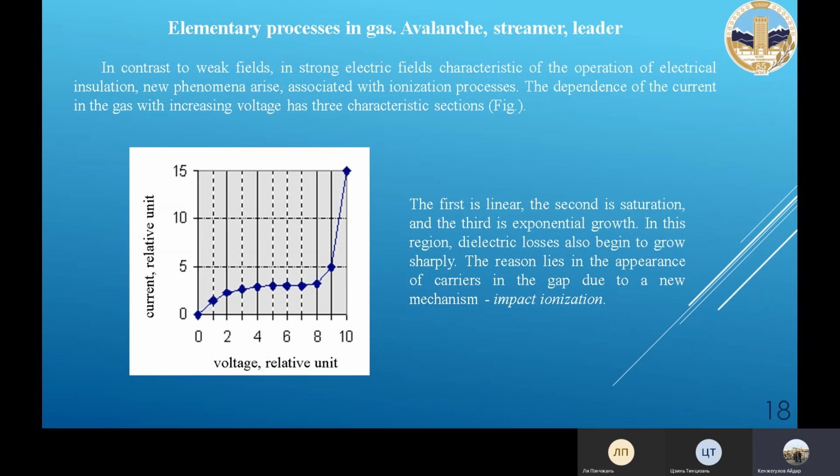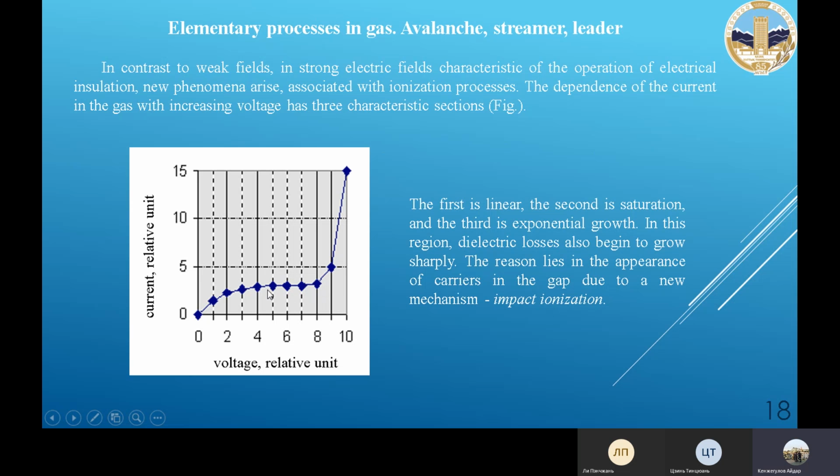So, elementary processes in gas: the avalanche, streamer, and leader. In contrast to weak fields, strong electric fields are characteristic of electrical insulation. New phenomena arise associated with the ionization process. The dependence of the current in the gas on increasing voltage has three characteristic sections, like in this figure.